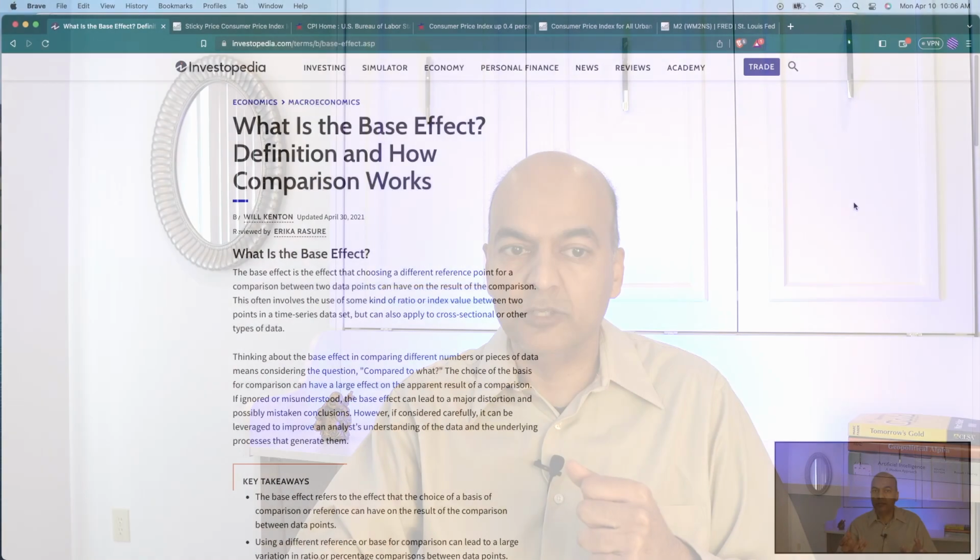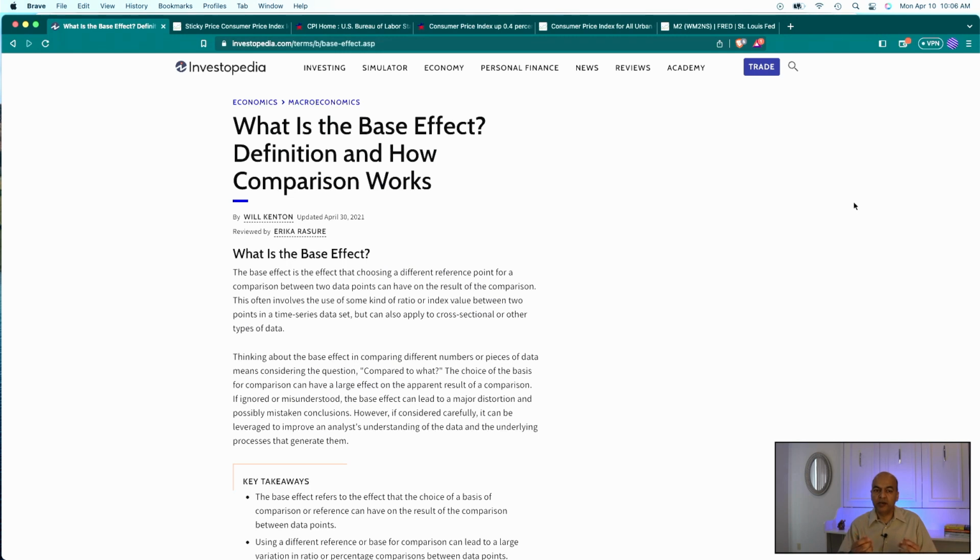So over the short term, over the next few months, inflation will come down, and that's going to come down based on the base effect. So let's take a look at what base effect means. Here's a page from Investopedia.com. What is the base effect definition and how it works?